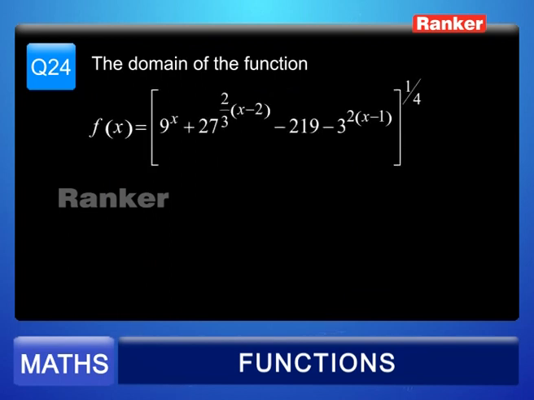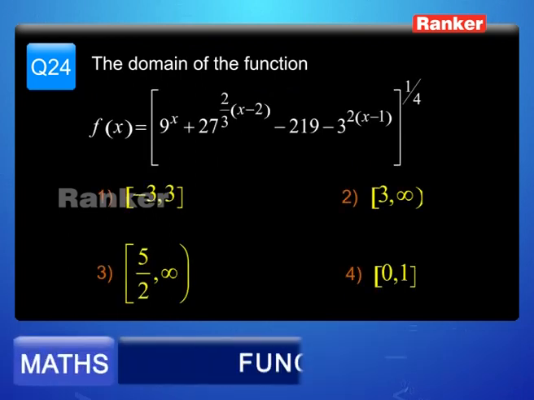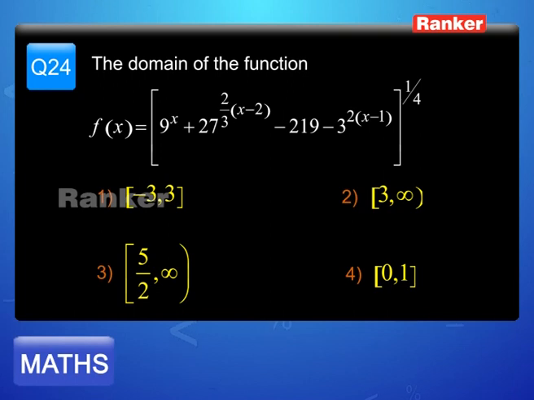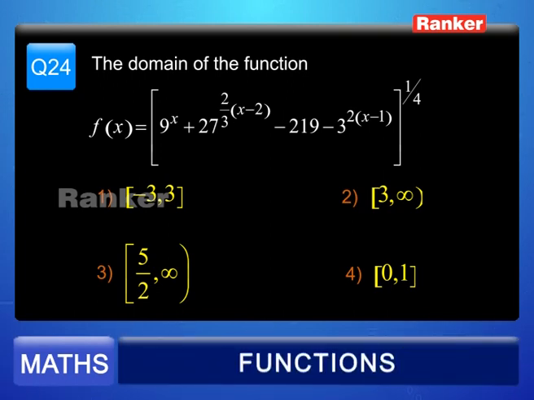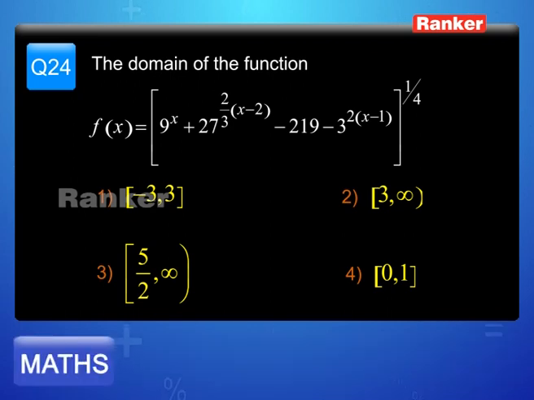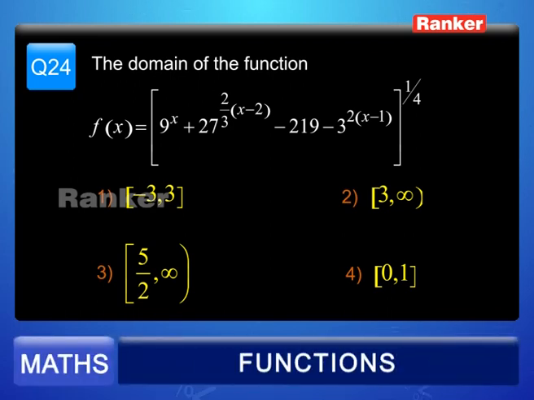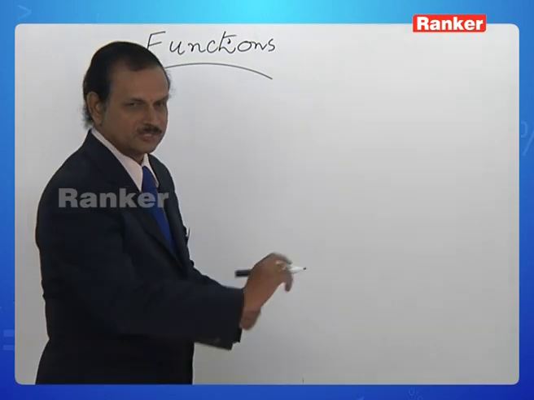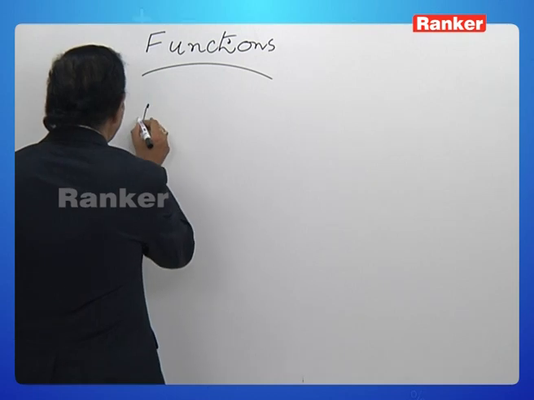The domain of the function f of x is equal to (9 power x plus 27 power 2 by 3 into x minus 2 minus 219 minus 3 power 2 into x minus 1) whole to the power of 1 by 4. What is the domain of the function? In the first option we have closed interval minus 3 to 3. In the second option, closed interval 3 to infinity. The third option is closed interval 5 by 2 to infinity. And the fourth option is closed interval 0 to 1. Here, we are supposed to find the domain of the function.